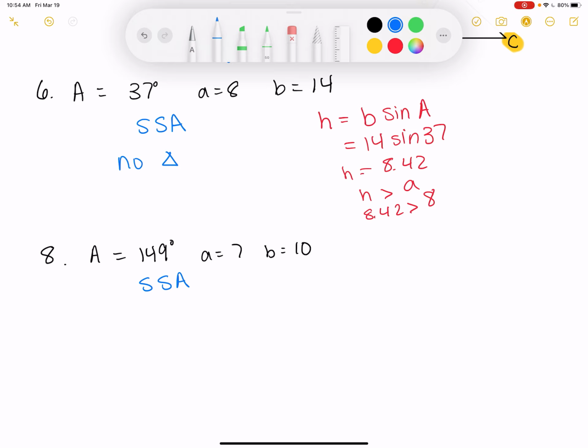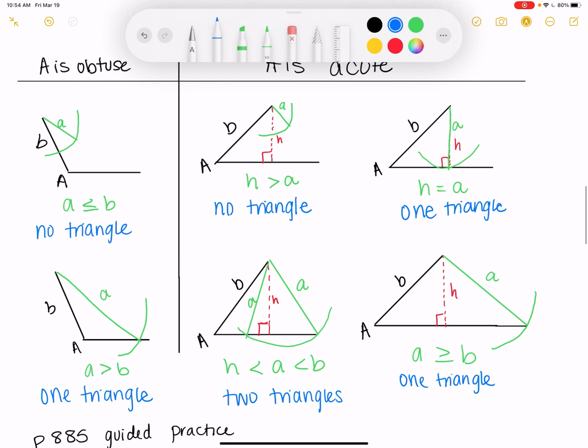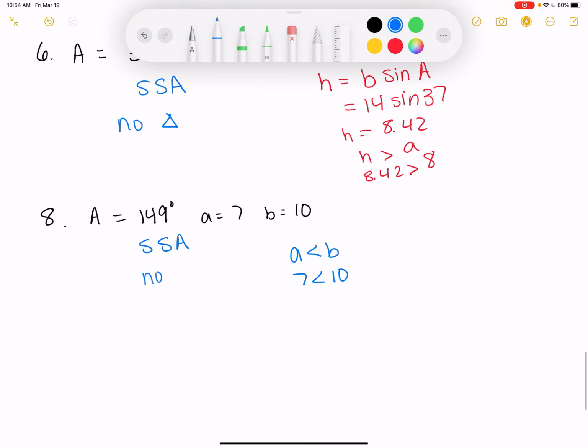Oh, we do have a. I wrote c, that's why I was very confused. It's only no triangle because there's no option of one triangle. Okay, so a is less than b, which means it is no triangle. There's no triangle. Wait, I was right? It's a 50-50 shot, and my shot worked.